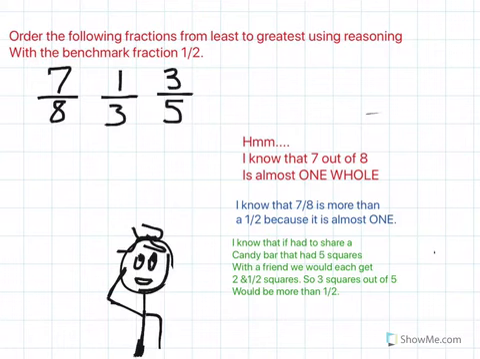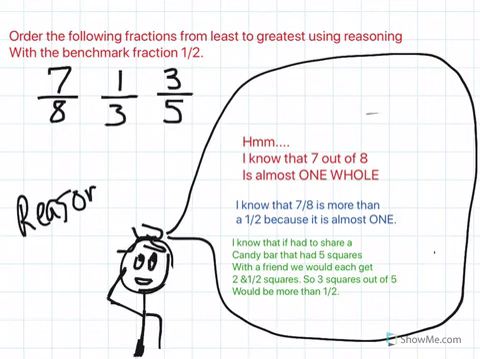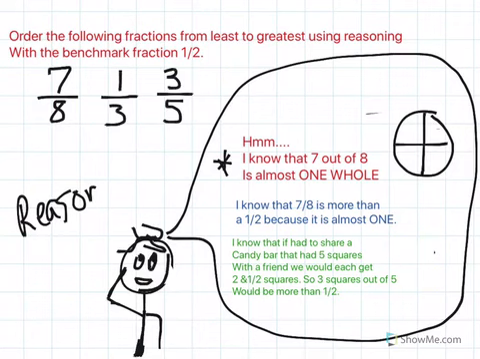Let's look at another way of thinking about it. So I want to reason. Now what that means is I'm going to take what I know already about fractions in order to put these in order. And the first thing I'm thinking is, I know 7 out of 8 is almost one whole thing. So if I draw a pizza, let's say, and I have it at 8 slices, and I eat 7 out of the 8, I've almost eaten the entire thing.